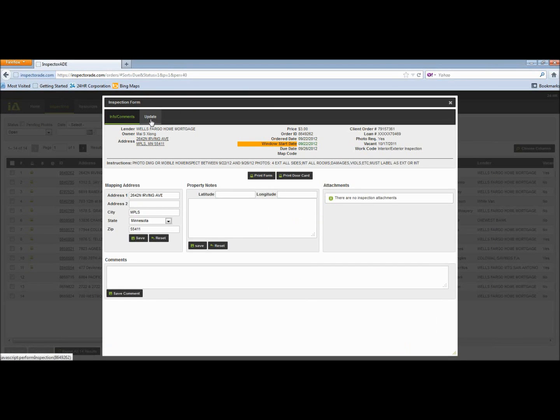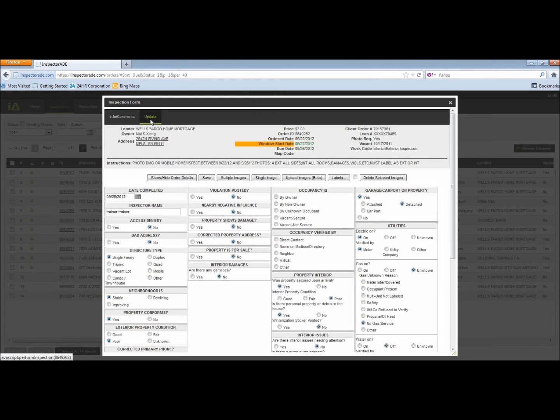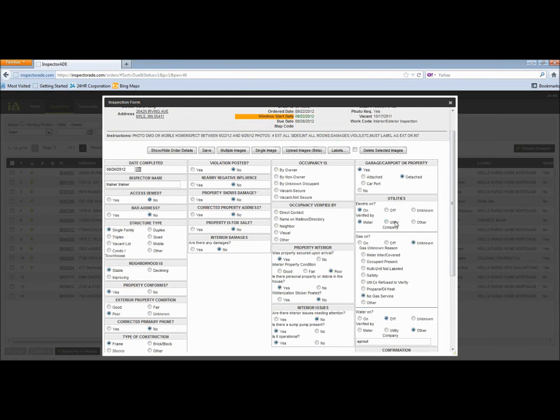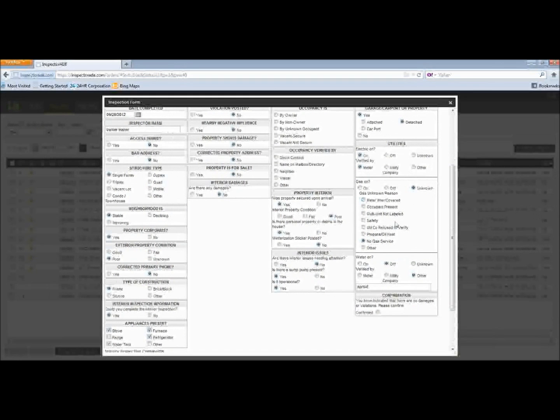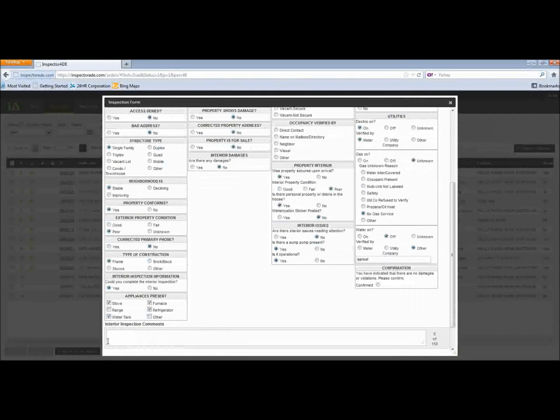So this is an interior-exterior inspection, so the form's a tad bit different. Everything's the same, it's just going to ask a couple more questions, just like it did when I changed it from occupied to vacant secure. So down here it's going to ask you if you were able to get inside, if your key worked or not, what appliances are there, and you can see this is what was there last month.